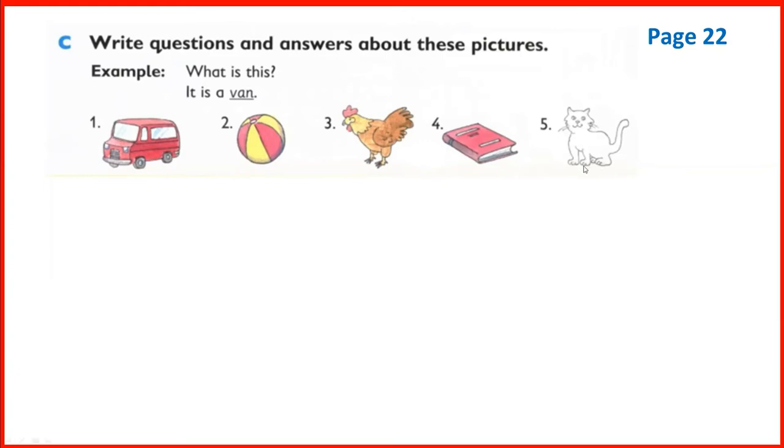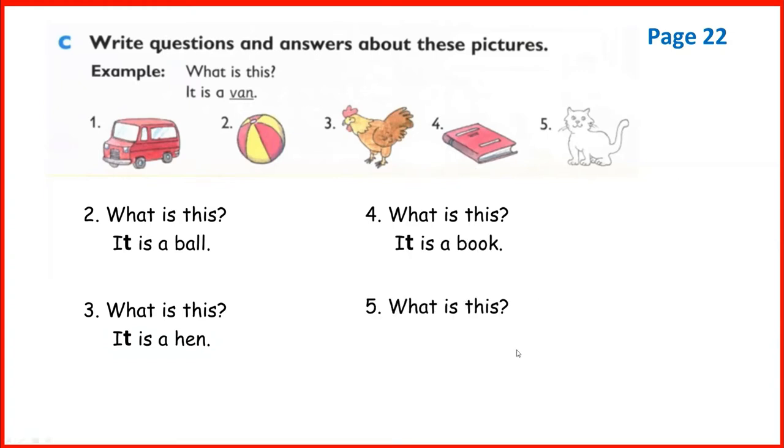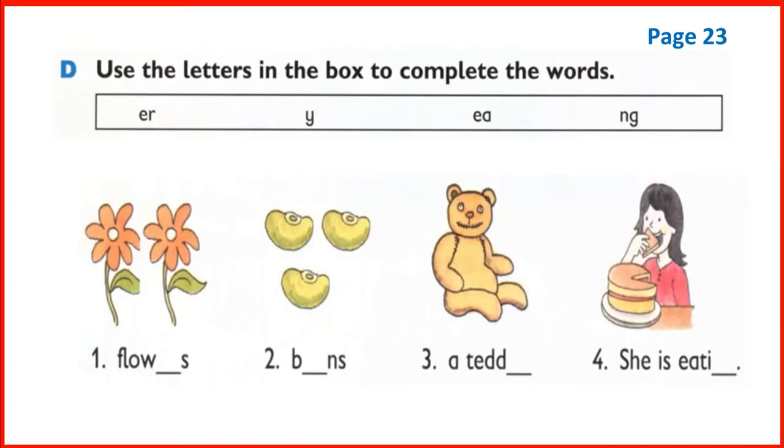And dear students, you have to complete this question in your copybook. Okay, first write the question, then you have to give answers. Number 2, what is this? It is a ball. For number 3, what is this? It is a hen. For number 4, what is this? It is a book. For number 5, what is this? It is a cat. Okay, now question D.